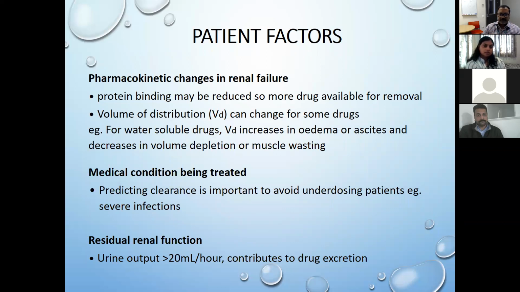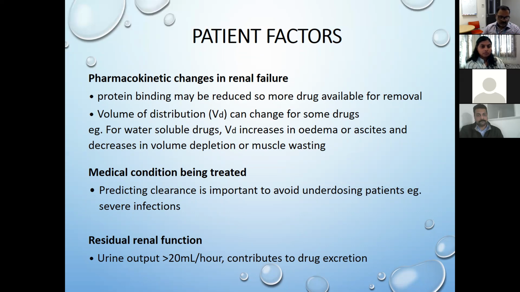So patient factors. We've talked about drug factors, dialysis factors, now patients. We talked about pharmacokinetic changes in renal failure. Just going over that again, protein binding may be reduced, so more drug is available for removal, more net active drug is available floating in the circulation. Volume of distribution can change for some drugs. For water-soluble drugs, the volume of distribution increases in edema or ascites, where you've got more fluid in various compartments, and it decreases in volume depletion or muscle wasting.